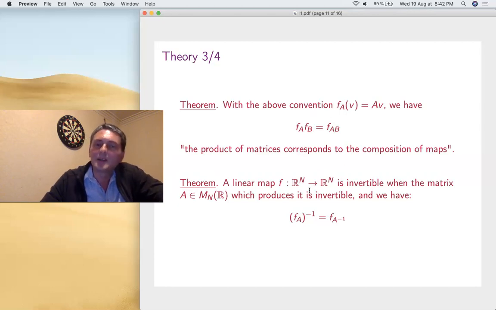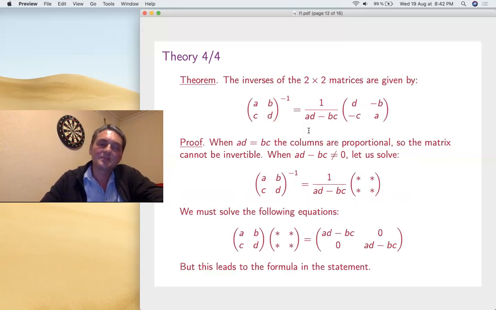The linear map is invertible when the matrix which produces this map is invertible. And in this case, in order to invert, I just have to invert the matrix, right? Because I plug in here B is A minus 1, and it works. So let's see an application of this. 2 by 2 matrices, that's the formula. That's how to invert the 2 by 2 matrices. So how to invert any linear map in the plane, because these come from 2 by 2 matrices.